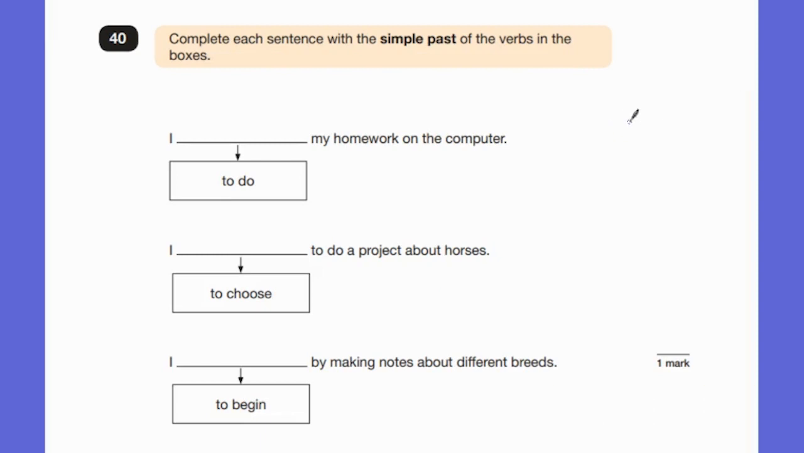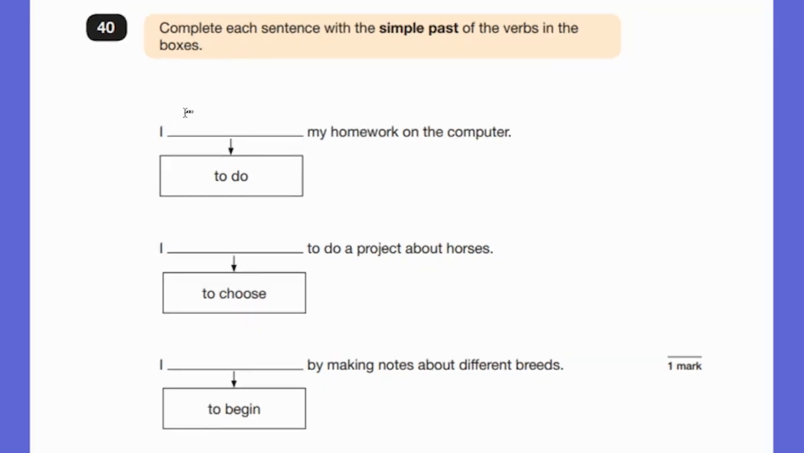Number 40, complete the sentence with the simple past of the verbs in the boxes. So, I blank my homework on the computer. So the past tense of do is going to be did. I blank to do a project about horses. We're looking at the verb past tense of choose, which is going to be I chose. And I blank by making notes about different breeds. I began by making notes. If the children say begun, that is not correct. Began is the correct verb form in this context.